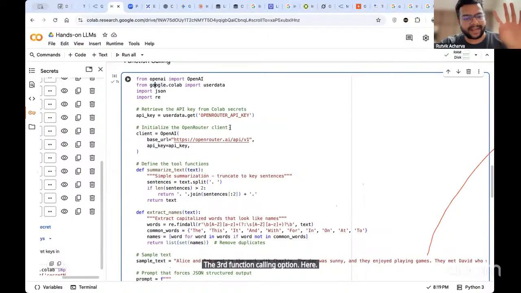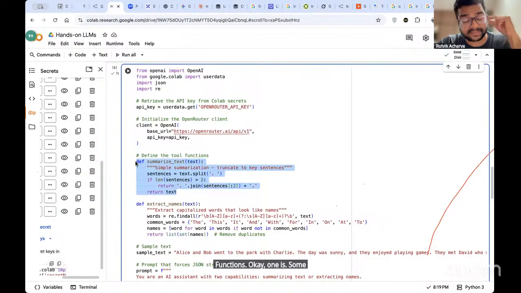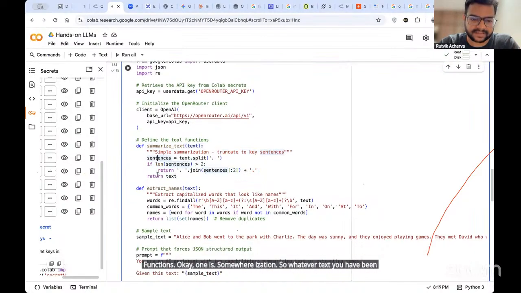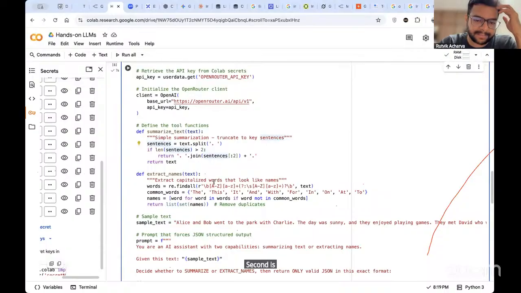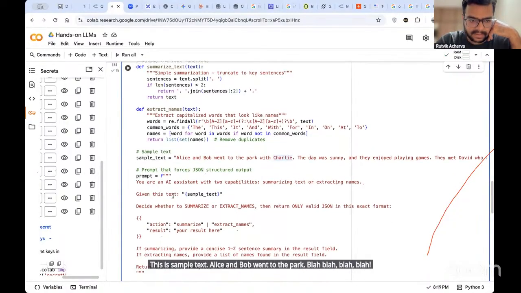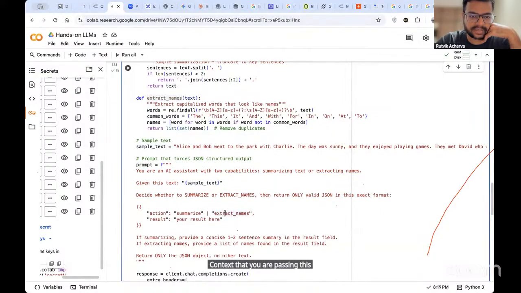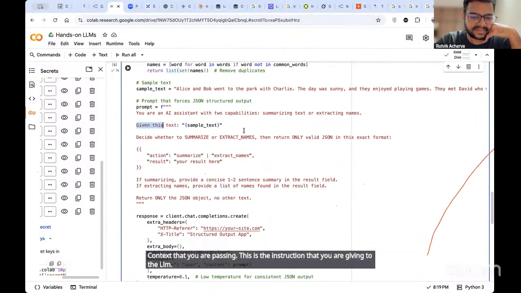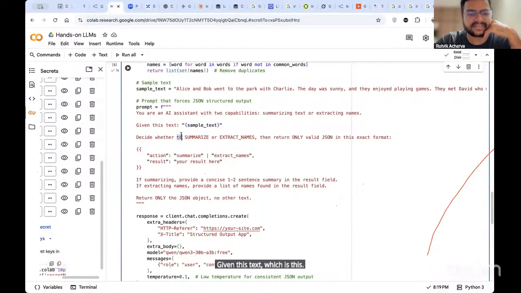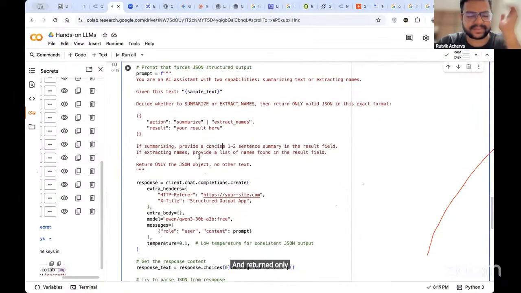Here I have created two functions. Okay. One is summarization. So whatever text you have been given, summarize that. Second is to extract capital words that look like names. Okay. This is sample text. Alice and Bob went to the park, and so on. Okay. And so this is the context that you are passing. This is the instruction that you are giving to the LLM. Given this text, decide whether to summarize or extract the names and return only JSON, etc. This is basically structuring the outputs.